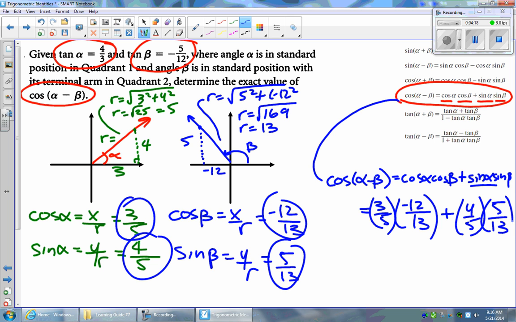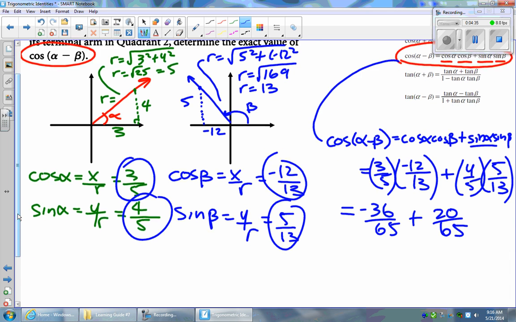Okay, so we just simplify from here. So 3 times negative 12 is negative 36, over 5 times 13, which is 65, plus 4 times 5, which gives you 20, over 5 times 13, which is, again, 65. So same denominator, so this is easy adding here. So negative 36 plus 20 finally gives me a value of negative 16 over 65. So there is the exact value.